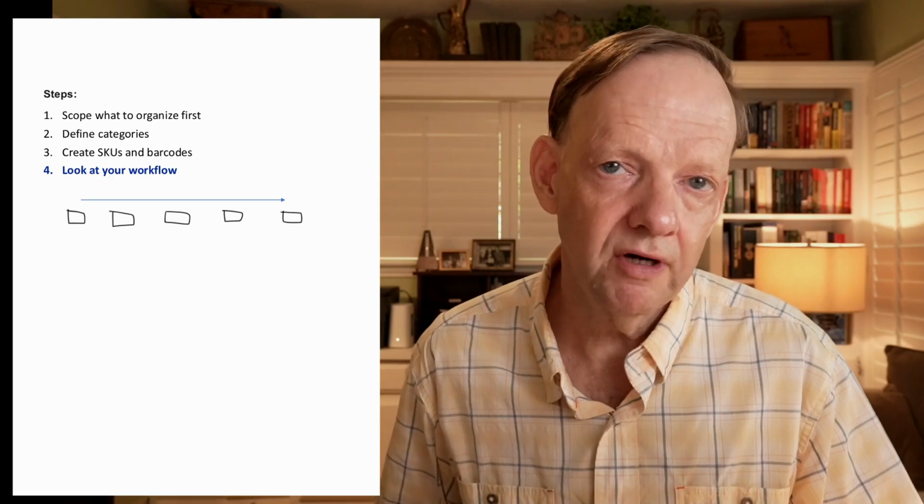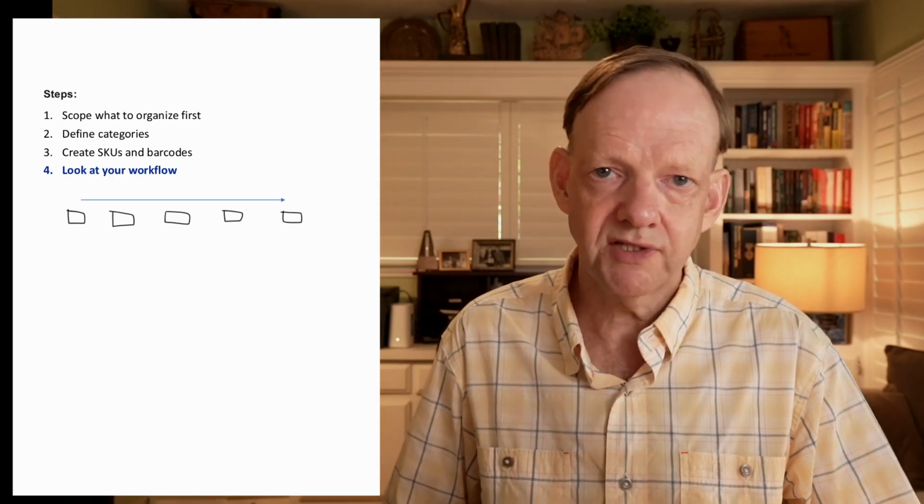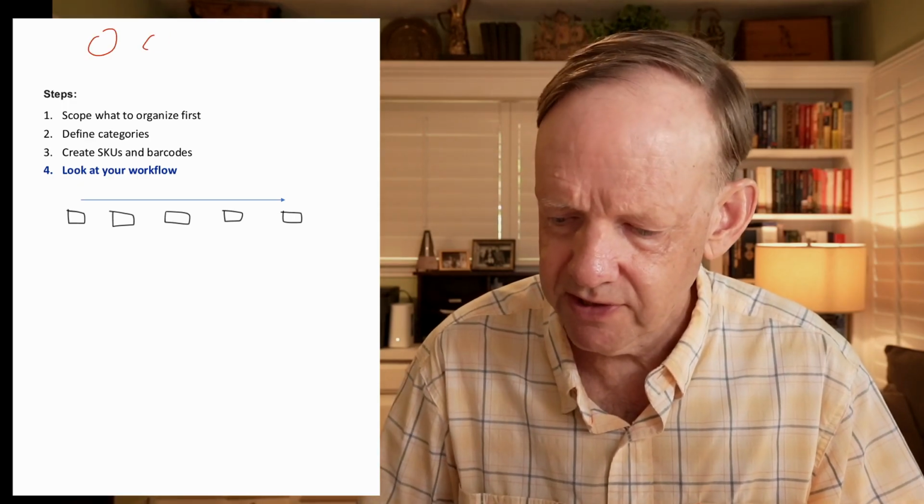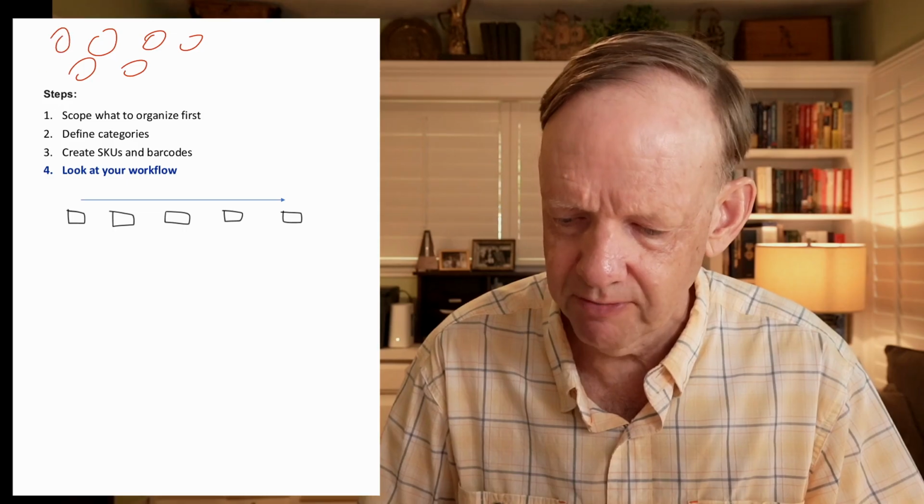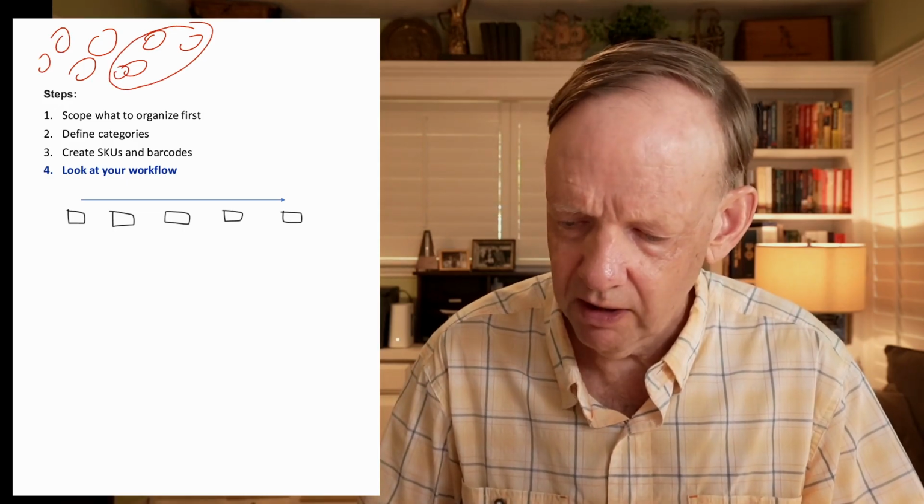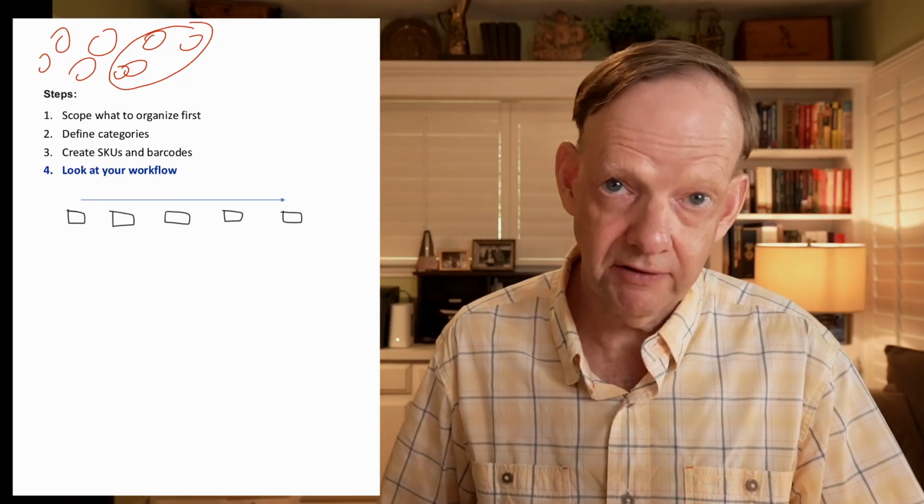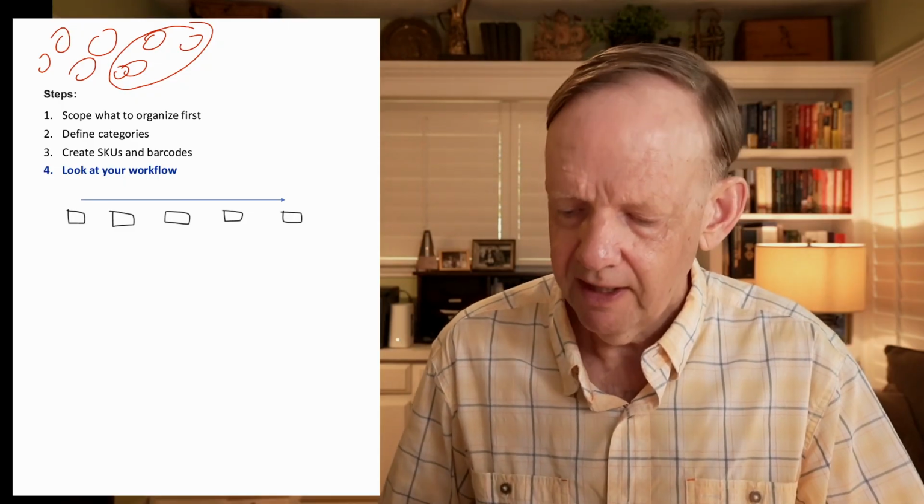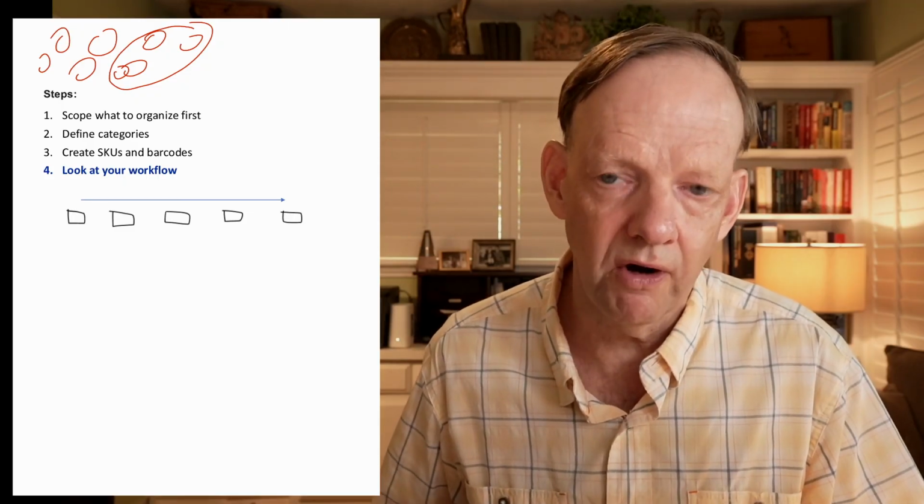Now, step 4 is when we get into organizing our stuff, okay? So we start off with this kind of big warehouse or stockroom of stuff, whatever stuff you have. We identify kind of phase 1, the things we really want to get done first. Organize first. And I would say step 4 would be to look at a workflow.